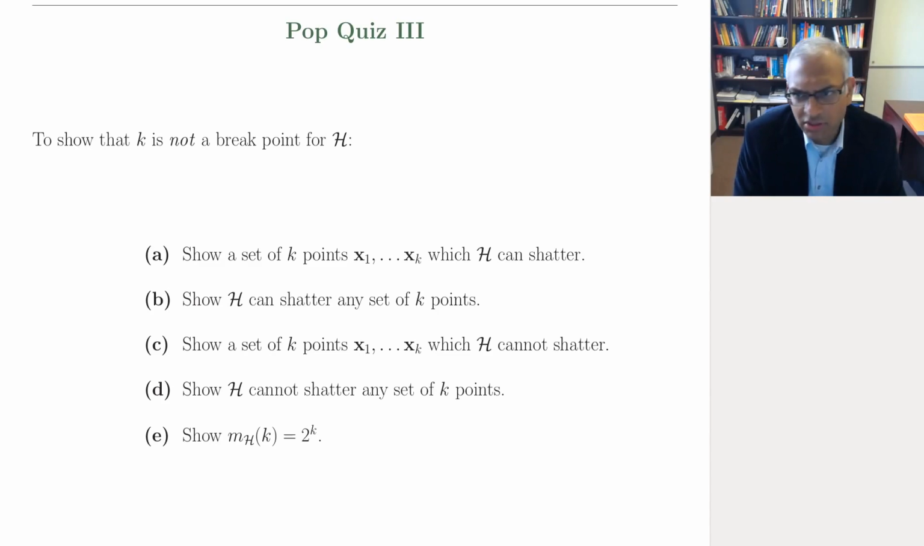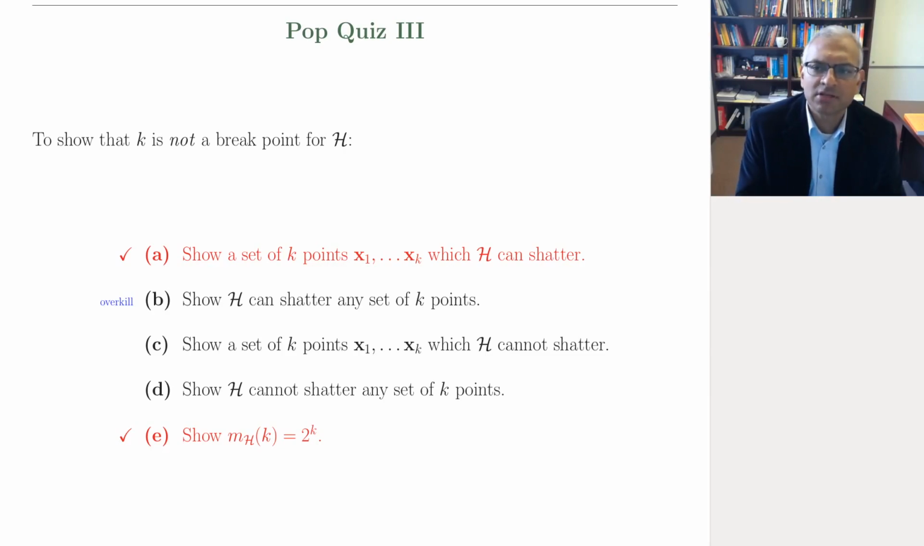Okay, again, pause the video. Okay, and if you're coming back, and you said A or E, perfect. So what does it mean for K to not be a breakpoint? By the definition of a breakpoint, you're a breakpoint if you cannot shatter any set of K points. You're not a breakpoint if you can shatter some set of K points. So that's A.